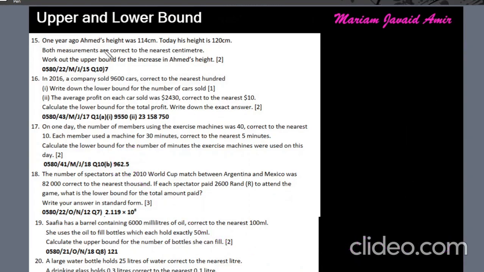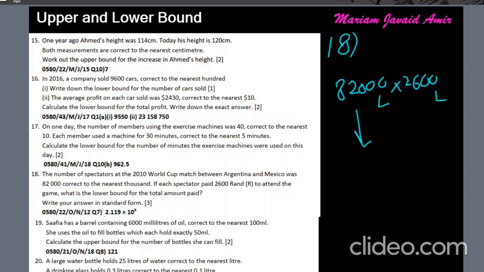Question number 18. The number of spectators at 2010 World Cup match between Argentina and Mexico was 82,000, correct to the nearest 1,000. If each spectator paid 2,600 Rand to attend the game, what is the lower bound for the total amount paid? Write your answer in standard form. Alright, so we need the lowest amount paid and we will be multiplying the two numbers, right? So we have 82,000 spectators and each pays 2,600 Rand, but we need the lower bound of the answer, which means we need lower bound for this and lower bound for this.